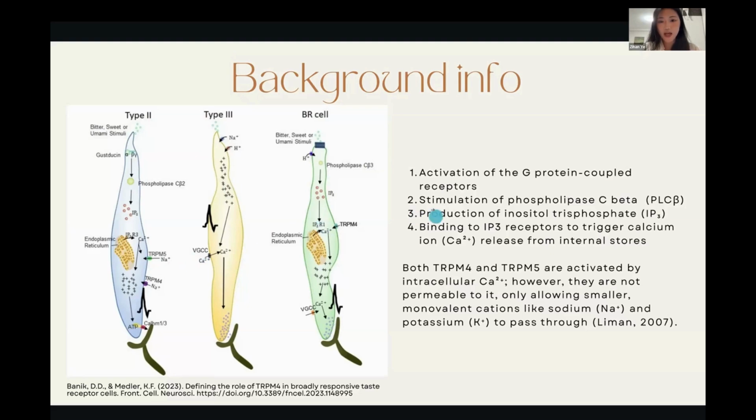So in taste cells, the activation of G protein coupled receptors stimulates PLC beta, which produces IP3 and then binds to IP3 receptors to trigger calcium release from internal stores. Both TRPM4 and TRPM5 are activated by intracellular calcium. However, they're not permeable to it and only allow smaller monovalent cations like sodium and potassium to pass through.